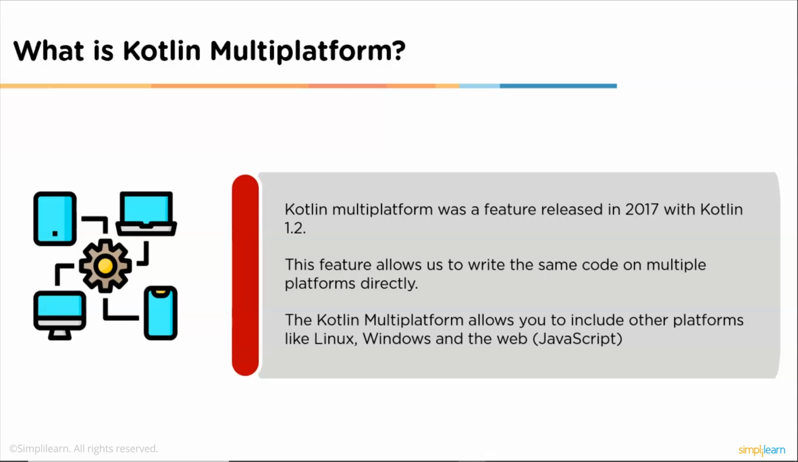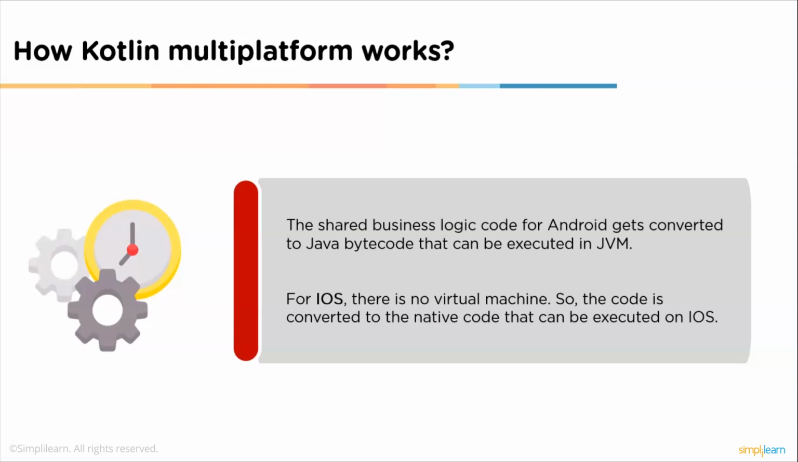Now, as we have understood what is Kotlin Multiplatform, let's understand how Kotlin Multiplatform works. So let's take Android and iOS. The shared business logic code for Android gets converted to Java bytecode that can be executed in JVM. And Android has the virtual machine, so it can easily run it. But in case of iOS, there is no virtual machine. So the code is converted to the native code that can be executed on iOS.